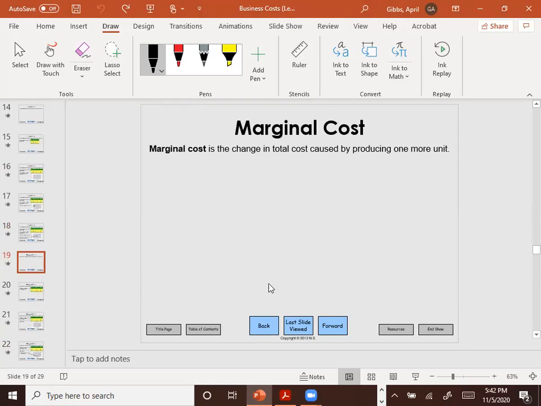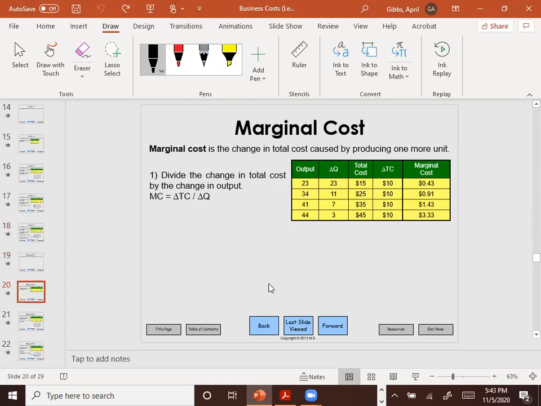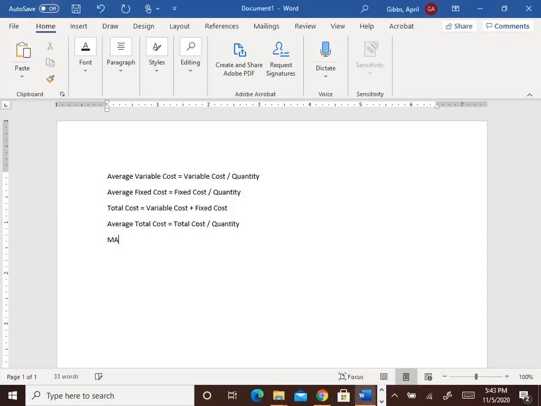The marginal cost is the change in total cost caused by producing one more unit. So if you bake on average 10 cakes a week to sell, and you're wondering, what if I bake 11 cakes? Would I actually make more money or would I lose money buying my raw materials? That's the purpose of finding the marginal cost. So you find the marginal cost by dividing the change in total cost by the change in output. And that will make more sense when we get to the activity. So marginal cost equals the change in total cost divided by the change in quantity.